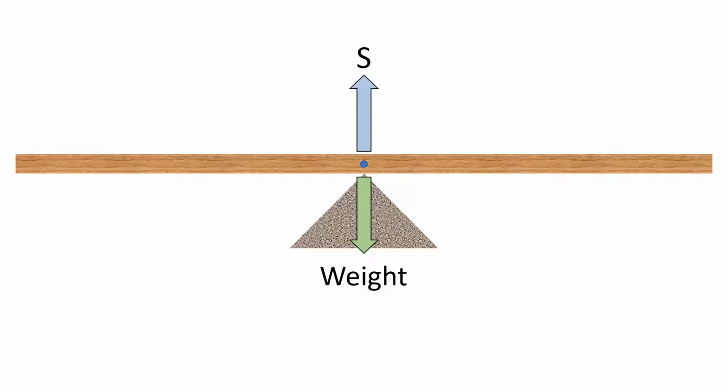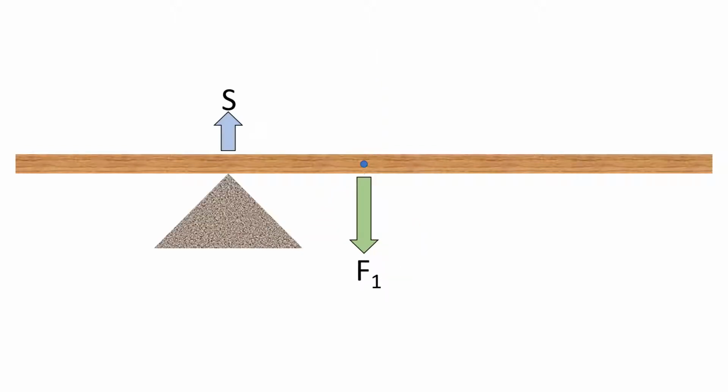Now the question becomes, what happens if the pivot is not directly below the center of mass? So in this situation, we have the center of mass still in the same location, pulling it down with a force F1, I've decided to call it. And we also have a support force S. Now in this particular instance, the ruler will begin to fall and it will begin to turn.